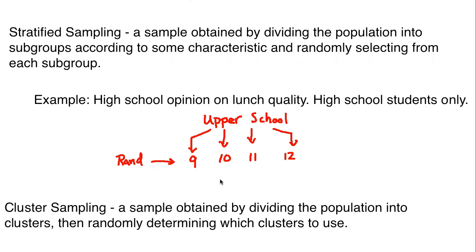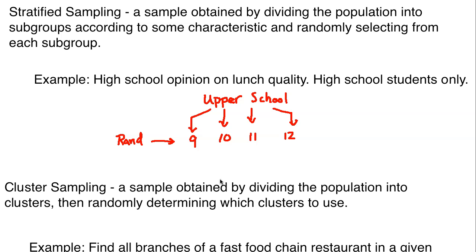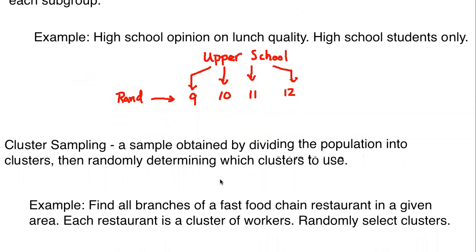I'm stratifying into these multiple subgroups, and in this case it's based on grade level, and then I would randomly pick from them. Now keep that in mind because it's important to understand the difference between stratified and cluster sampling, which we're about to look at as the last one here.